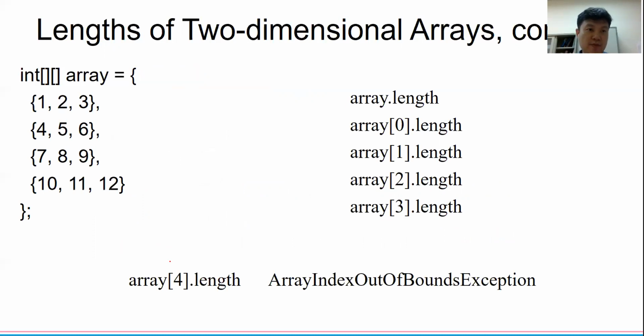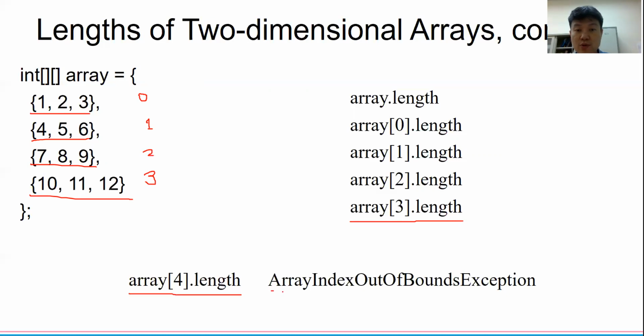Yeah, I think this one is the same as what we already saw before. But remember, when you have this shorthand notation with 1, 2, 3, 4, it is index 0, index 1, index 2, index 3. If you try to get array index 3 dot length, that is still fine. But if you want to check array 4 dot length, then you will get an error. This is the error message: array index out of bounds. Why? Because we have only 0, 1, 2, 3. There is no 4.